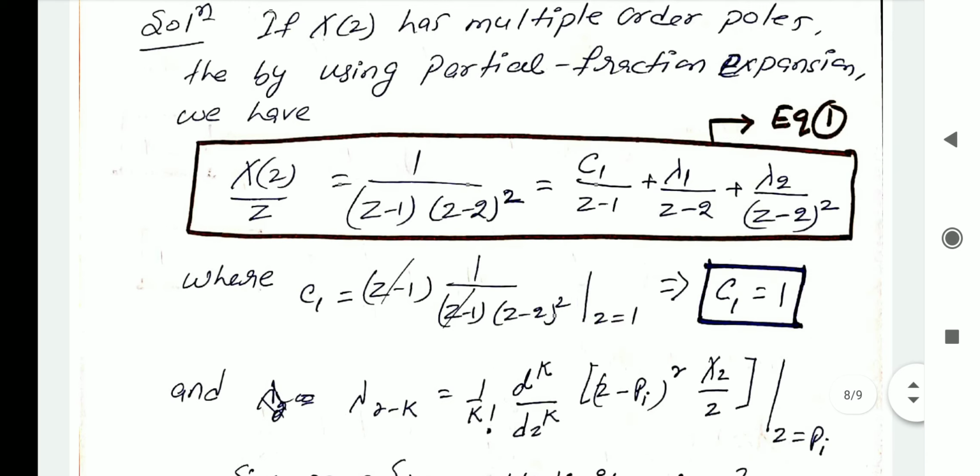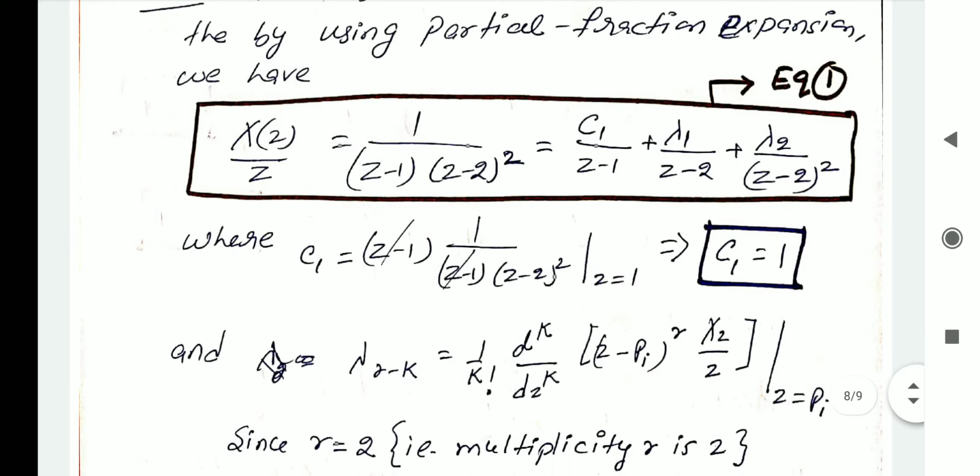This can be written as x of z by z equals 1 by z minus 1 into z minus 2 whole square, equals C1 by z minus 1, this is a single order pole, plus, now this one has multiplicity 2 here, that is z minus 2 power 2, so we'll be taking lambda 1 and lambda 2. Lambda 1 for the first time z minus 2 plus lambda 2 for the second time z minus 2 square. So this is our equation 1.